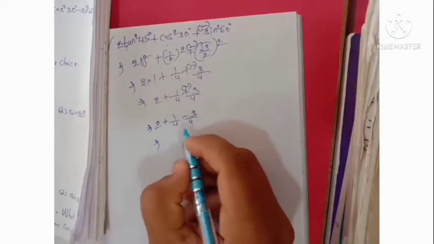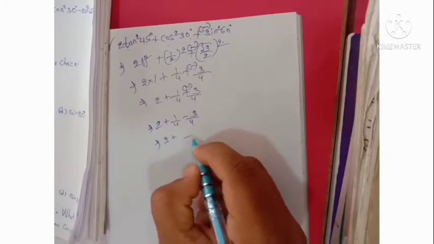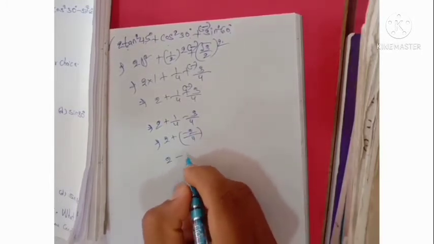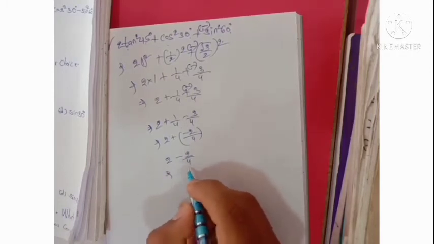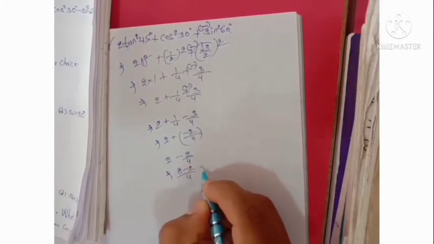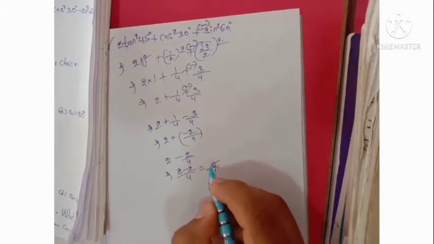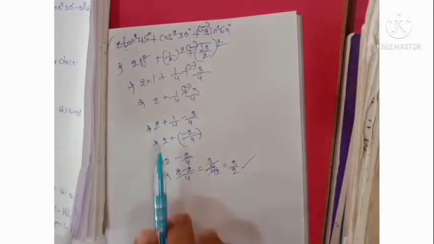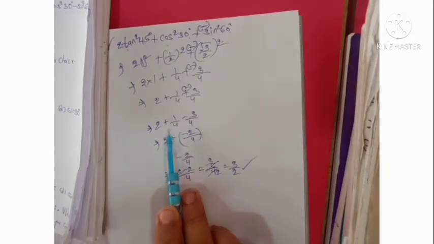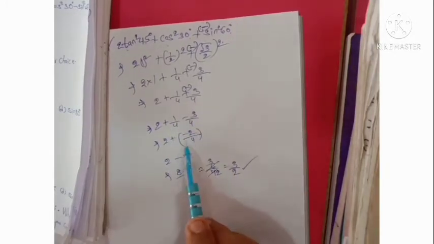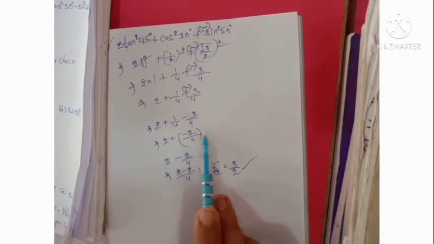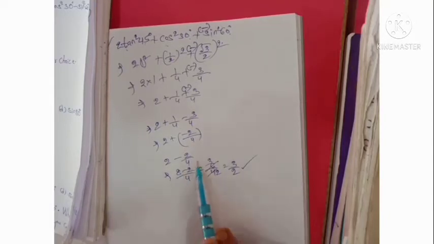Okay, 1 by 4 minus 3 by 4, minus 2 by 4. It's 8 minus 2 by 4, which is 6 by 4. See, here it's minus 1 by 4 minus 3 by 4, it's minus 2 by 4. 2 plus minus 2 by 4, 2 minus 2 by 4, 4 to the 8, 8 minus 2 by 4. It's 6 by 4, which is 3 by 2.